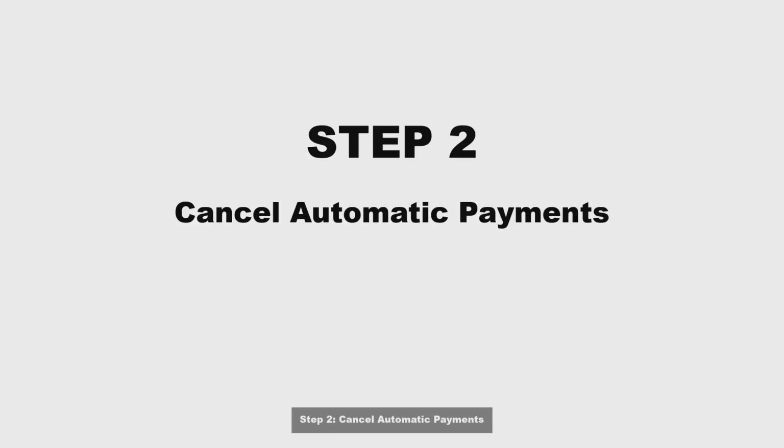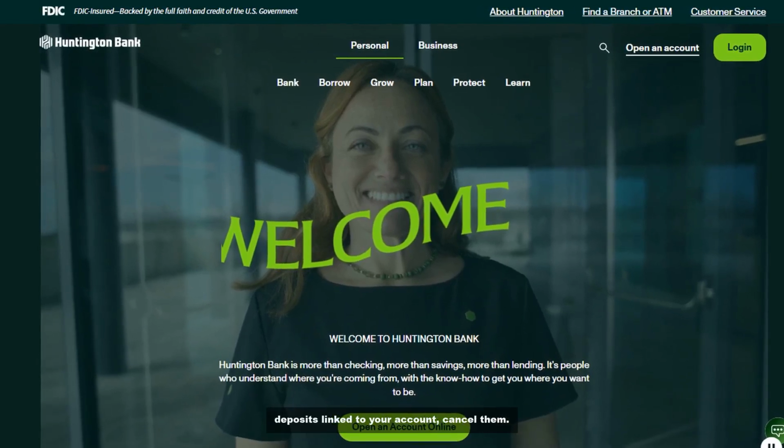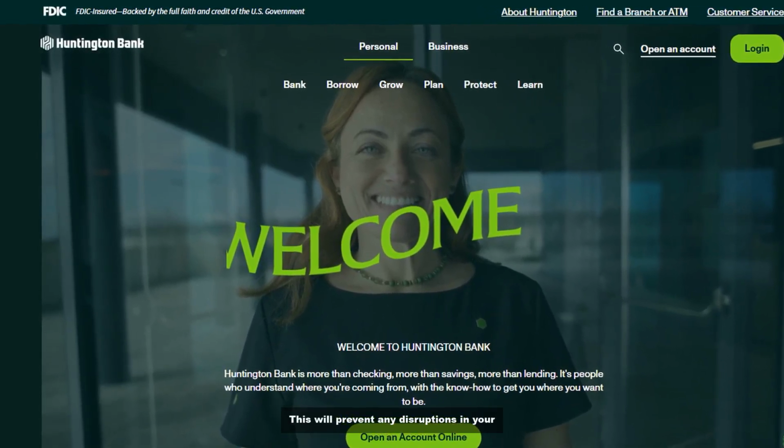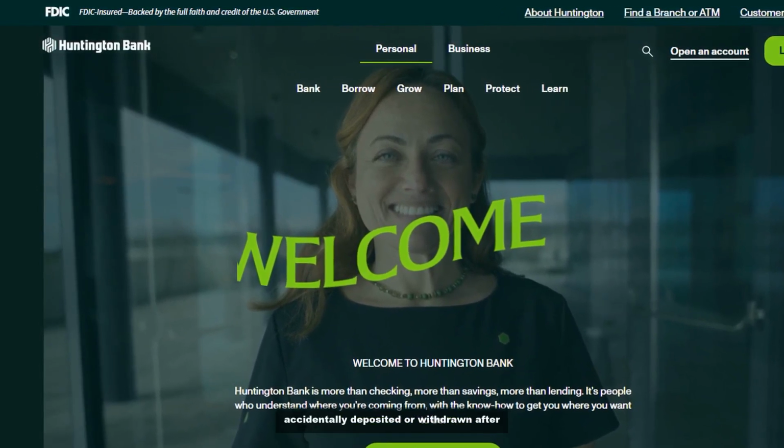Step 2. Cancel automatic payments. If you have any automatic payments or direct deposits linked to your account, cancel them. This will prevent any disruptions in your payments and ensure that your funds are not accidentally deposited or withdrawn after your account is closed.